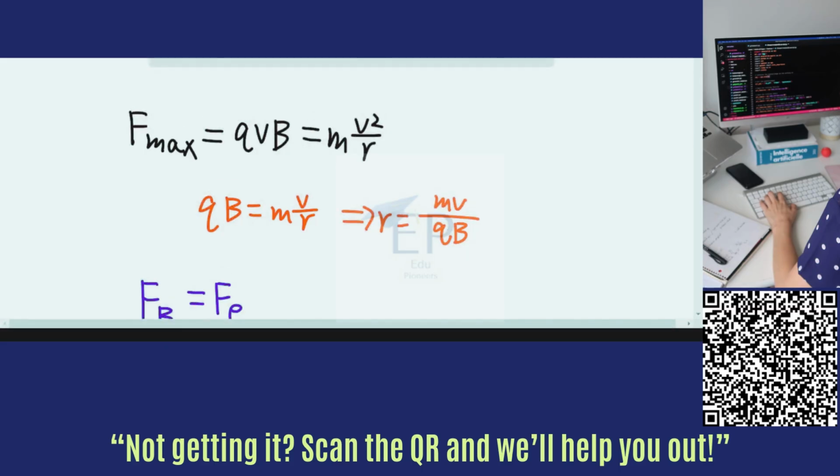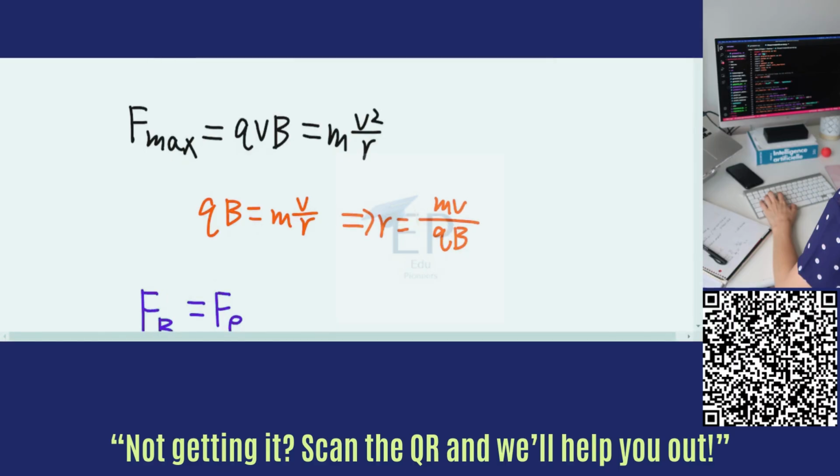Okay, so we know the maximum force, in other words, the maximum magnetic force can be equal to QVB. And this can also be equal to mv squared over r, since the particle is having a circular motion. So Q here is the charge of the charged particle, V is the velocity, B is the magnetic field, R here is the radius of the curvature, and M here is the mass of the particle.